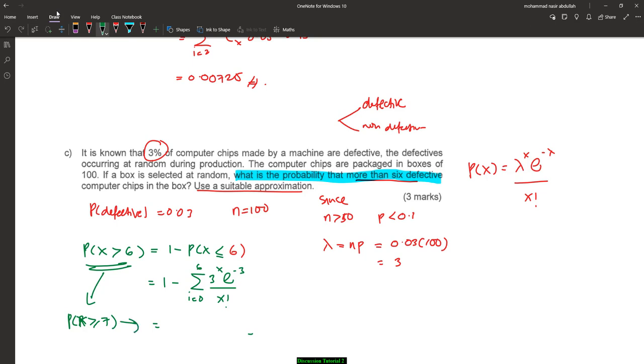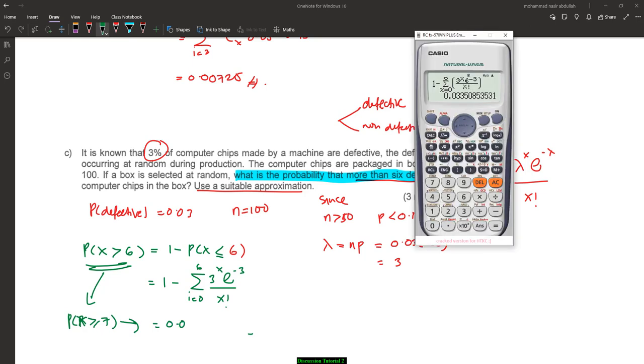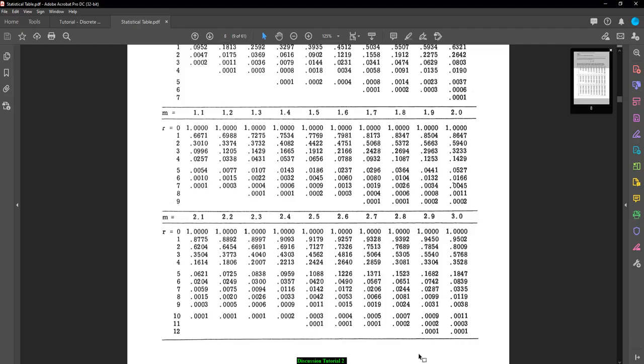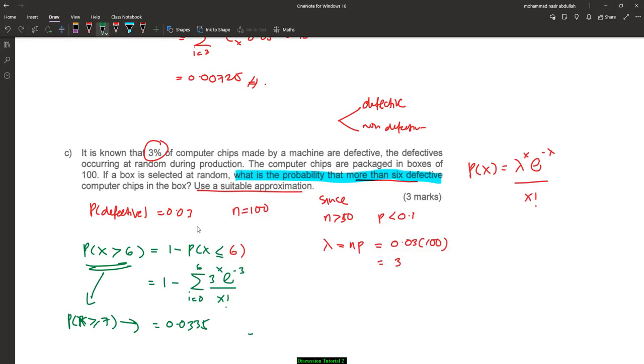So if we look in the table, this one is 0.0335, right? More than 6, so 7 onwards. 0.0335, right? Correct. Okay, so we have already confirmed it by using the statistical table.